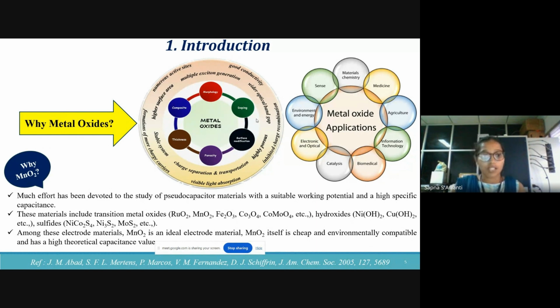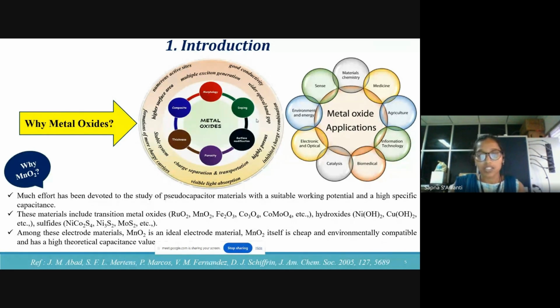Because we have many sulfides and oxides, such as ruthenium, ferric, cobalt, nickel hydroxide, copper hydroxide, and molybdenum sulfide. Instead of these, we are using MnO2 because MnO2 is an ideal electrode material. MnO2 itself is cheap, environmentally compatible, and has a high theoretical capacitance value, about 1300 farad per gram, and its toxicity is very low.